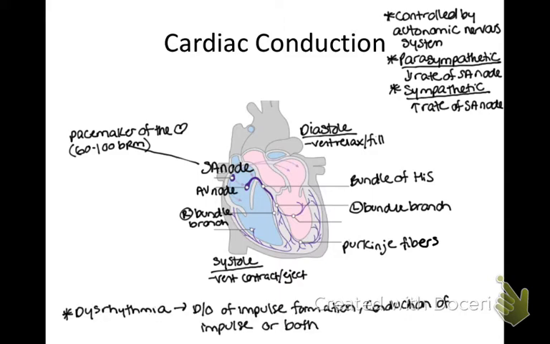So when we're talking about a dysrhythmia, it's any disorder of impulse formation or conduction of the impulse or a combination of the two. When I say disorder of impulse formation, the impulse to contract should always start at the SA node. That is what starts the heart.